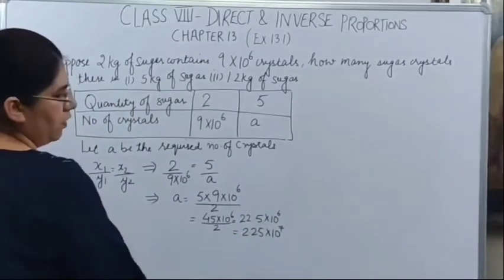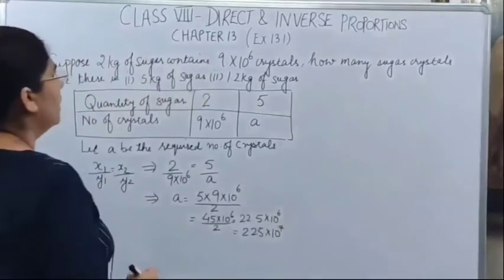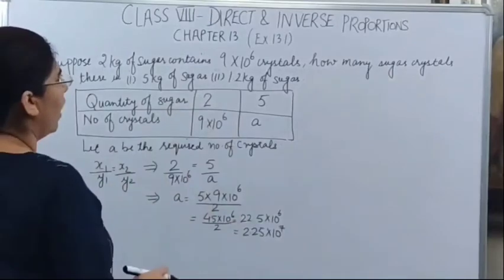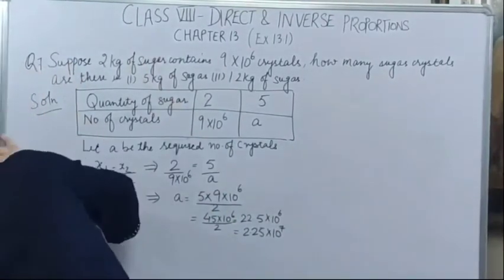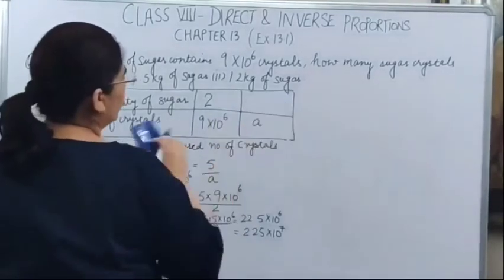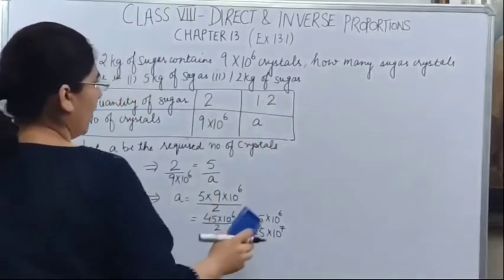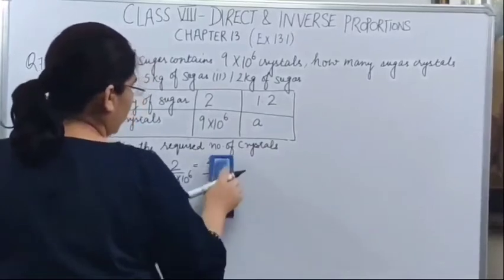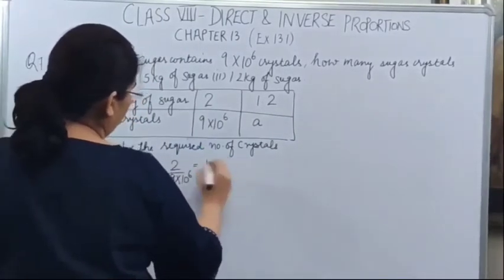This is the first part. In the second part, it says how many crystals of sugar are there in 1.2 kgs of sugar. So, again quantity of sugar will change to 1.2. Rest everything else remains same. The same calculations you will have to do. You just write 1.2 here.